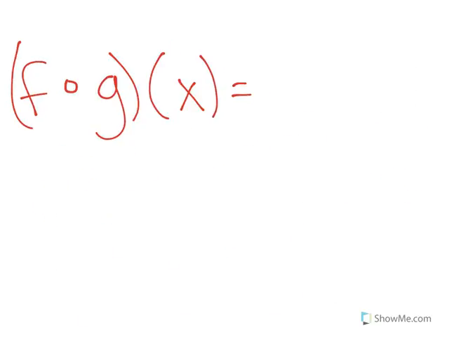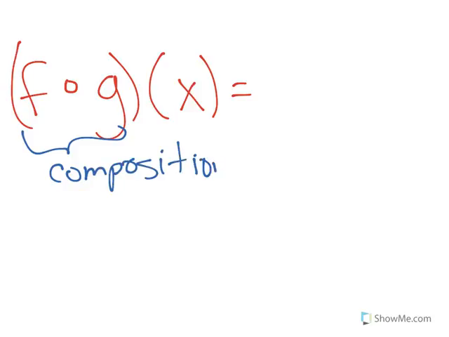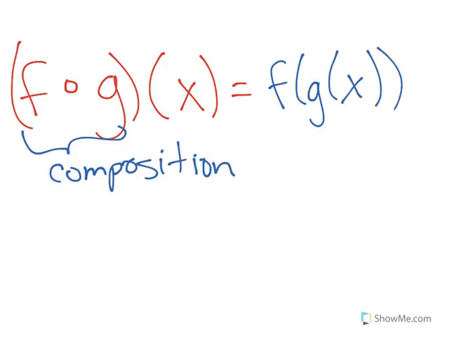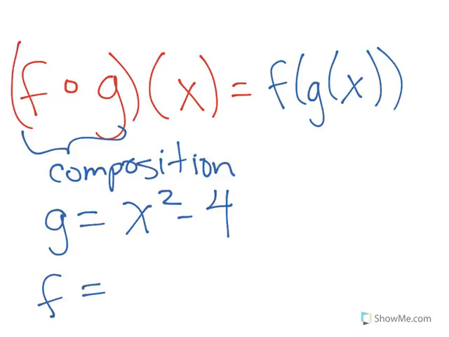However, we can have a slightly more complicated formula. This is called composition. This can be translated to f of g of x. So what you do is plug in x for g. So let's say that g is equal to x squared minus 4, and let's say that f is equal to x cubed minus 3x plus 7.